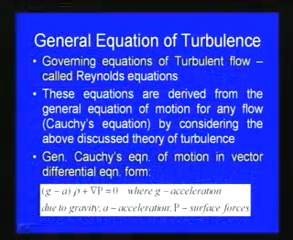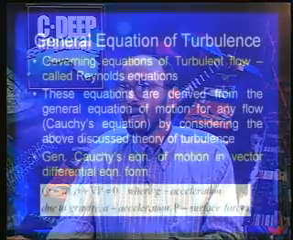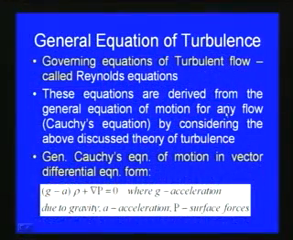So, now we will go to the general equation of turbulence. Here we will be trying to derive the general equations based upon the existing theories. The governing equations of turbulent flow are generally called the Reynolds equation. In 3 dimensions, it consists of 3 momentum equations and the continuity equation. These equations are derived from the general equations of motion for any flow, the Cauchy's equations, by considering the above discussed theory of turbulence. So, now we will be deriving the Reynolds equation.